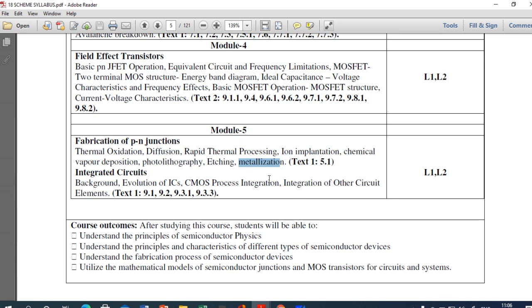So these are the topics which we have discussed in module 5 part A. Now I will start with part B, that is integrated circuits.